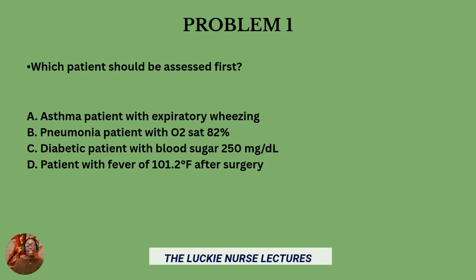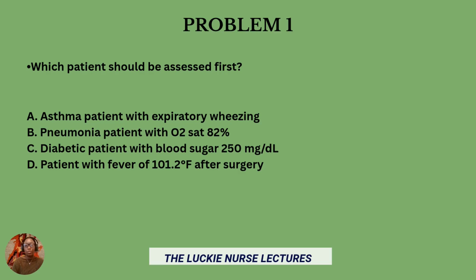I literally just got done telling you guys how if the question makes a point to let you know that the patient is post-op, that means that they are unstable and you should watch out for that. Yes, but 101.2 would be considered more of a low grade to moderate fever. It's not high like a 103, 104. So it does require follow up, but I wouldn't say that it is an immediate emergency, especially not compared to option B, where we have another patient that has an oxygen saturation of 82%.